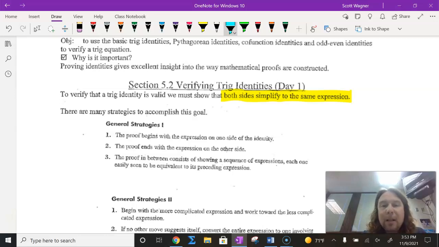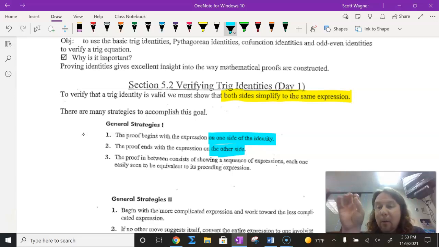The proof begins with the expression on one side of the identity. You have to start somewhere, so you start with one side of the identity. You either start with the left side or you start with the right side. The proof ends on the other side. Essentially, you know you're done when you start on one side and end on the other, or start at the final side and end at the beginning. It doesn't really matter which side you connect to the other, but you have to connect them somehow.